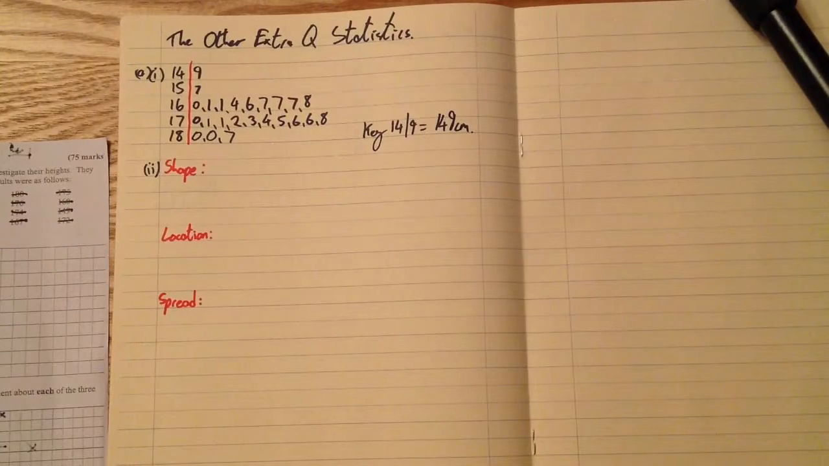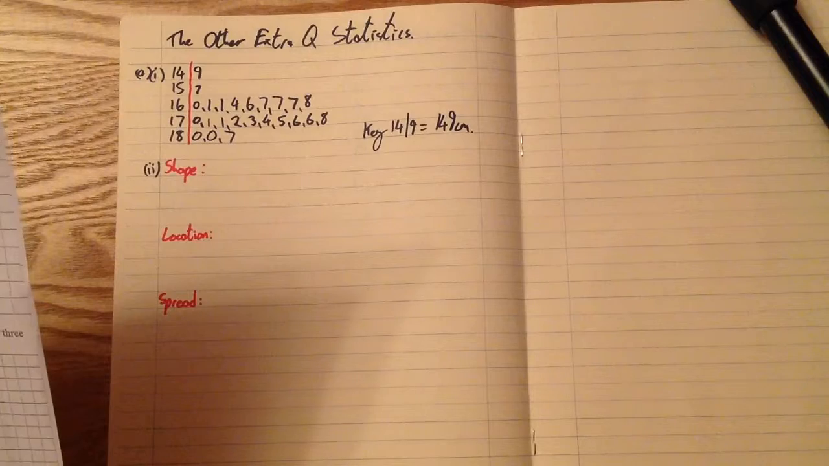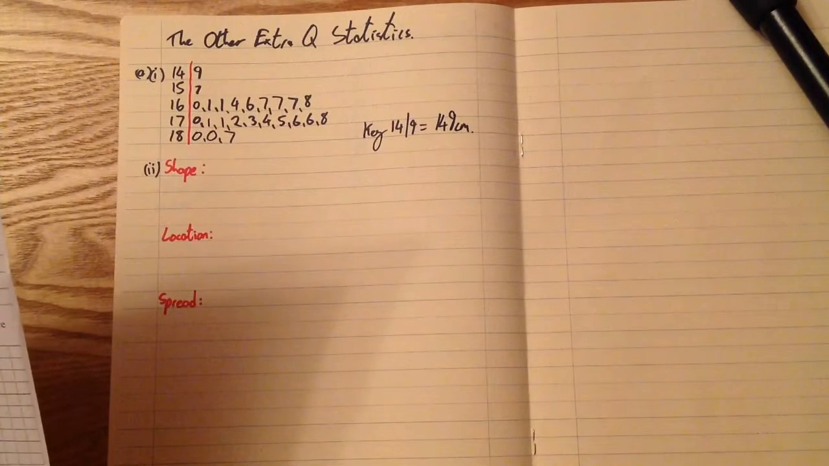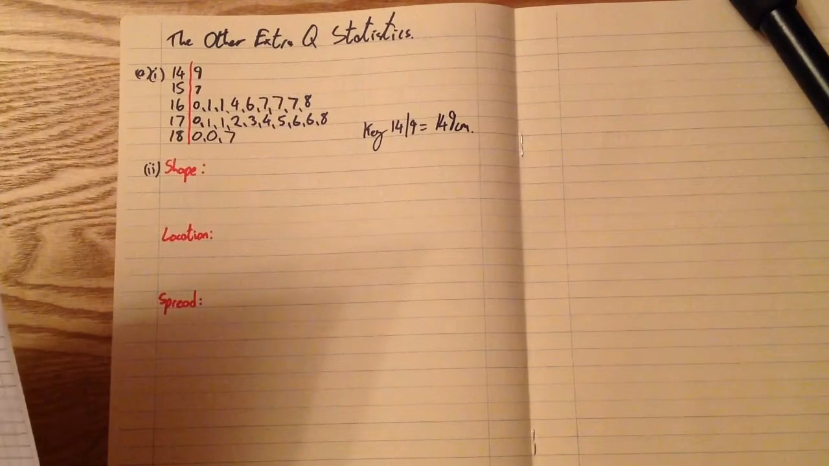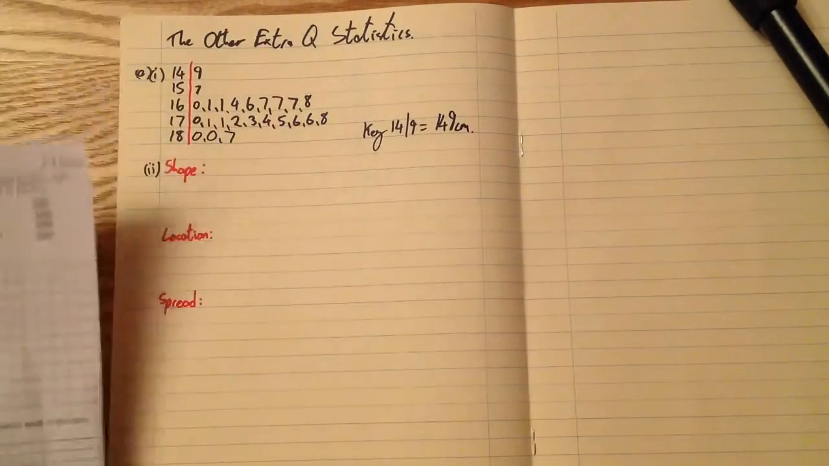So it says, the students of a 2012 Leaving Certificate class decided to investigate their heights. They measured the height of each student in centimeters and the results were as follows. So they give you all the results there, okay? And it says construct the stem and leaf plot of the above data.